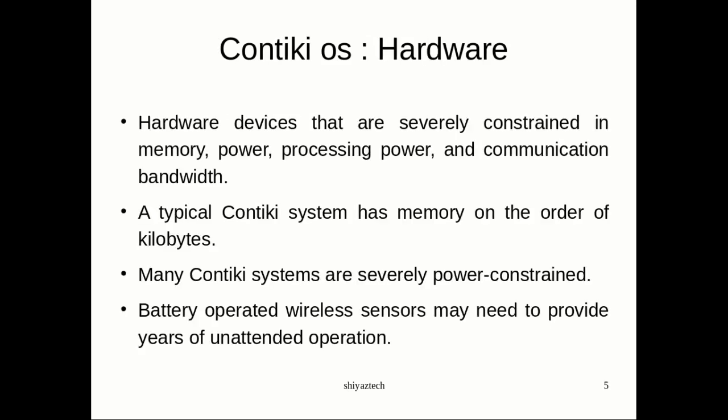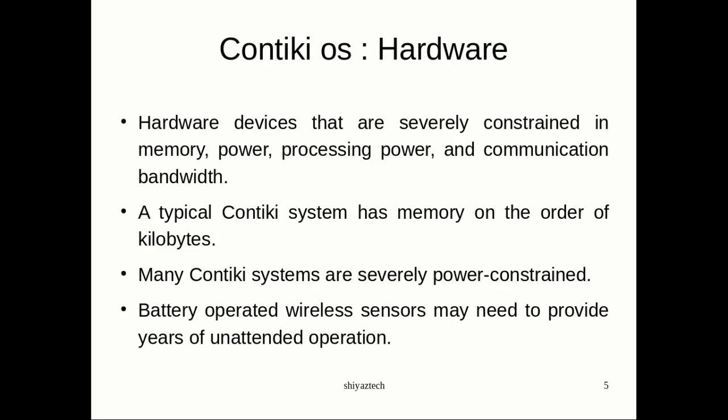Next we will discuss the hardware support of Contiki. Contiki is designed to run on types of hardware constrained in memory, power and processing power. As mentioned earlier, a Contiki system has a memory in the order of kilobytes only. Battery operated wireless sensors may need to provide years of unattended operation with little means of recharging or replacing batteries. For example, a Texas wireless sensor node's estimated system battery life is 10.5 years when measuring a sensor value once per minute.